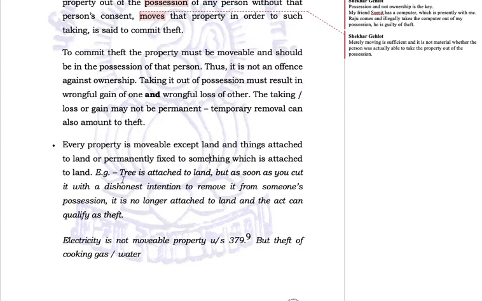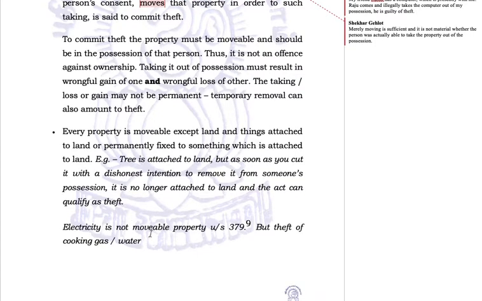is attached to land. A tree is attached to land, but as soon as you cut it with a dishonest intention to remove it from someone's possession, it is no longer attached to land and the act can qualify as theft. So now the tree is attached to land. It is an immovable property. You cannot commit theft of it. But the moment you cut it, it becomes a movable property and now you are guilty of committing theft. Electricity is not movable property under section 379 but theft of cooking gas, water, etc.